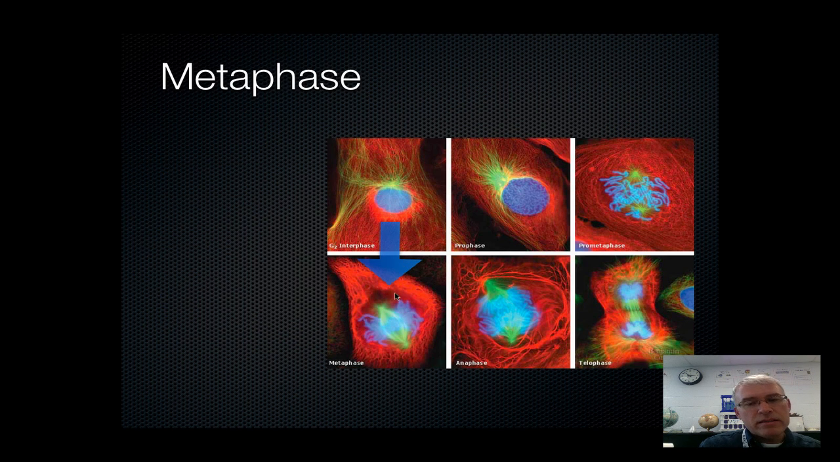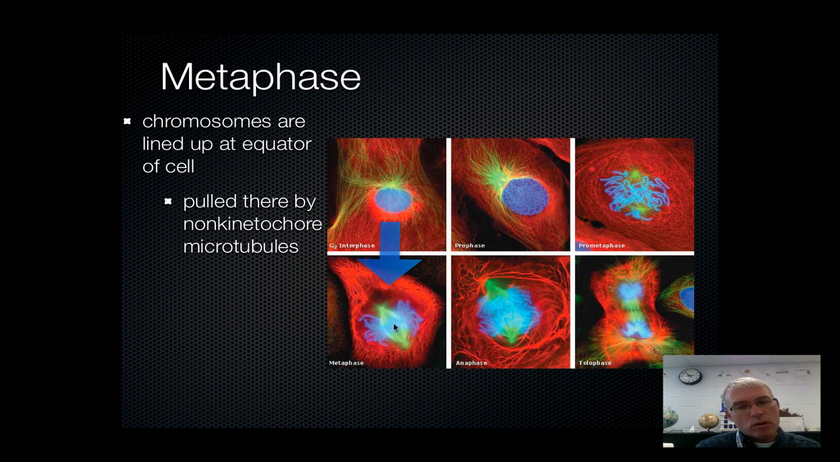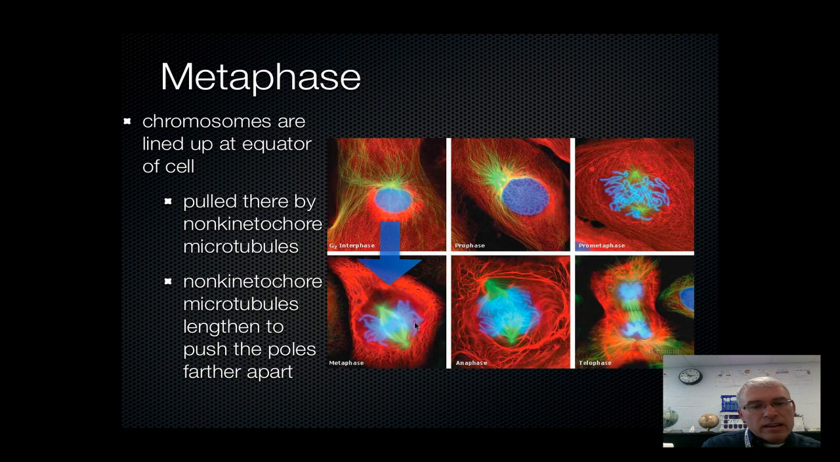Now in metaphase, the chromosomes have been lined up at the equator of the cell. So these kinetochore and non-kinetochore microtubules have created a situation where the chromosomes are now lined up as far away from the two centrosomes as they possibly can get. They've been pulled there by the non-kinetochore microtubules. We'll look at them a little bit more closely later. Now the non-kinetochore microtubules are lengthening and pushing against the poles, making the cell elongate along this axis here.